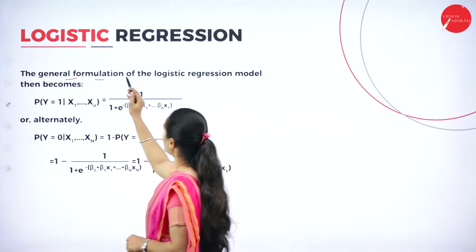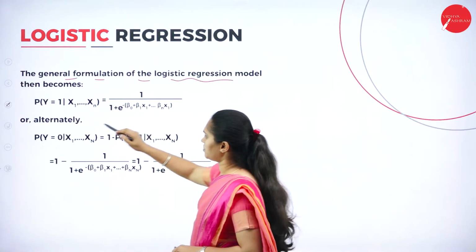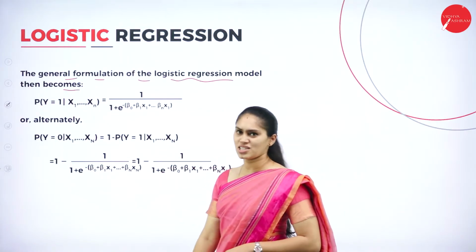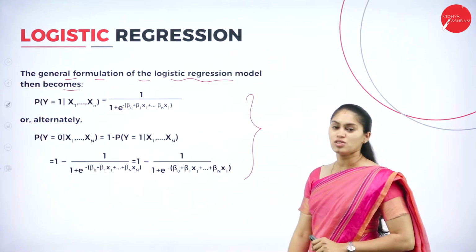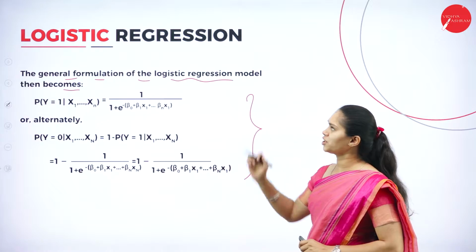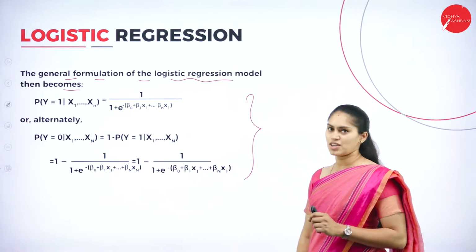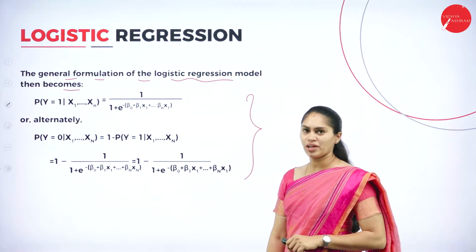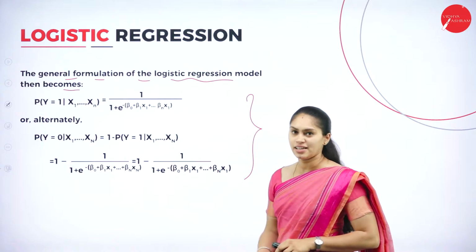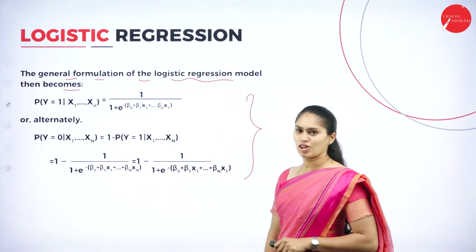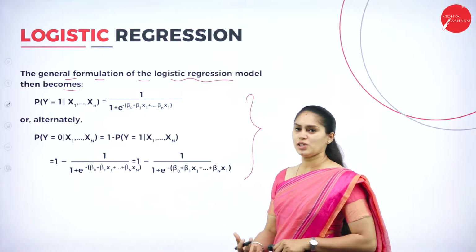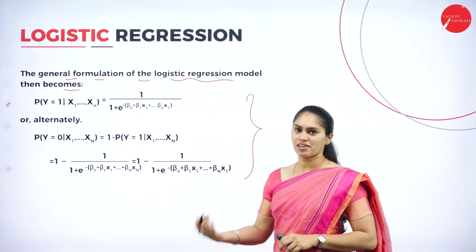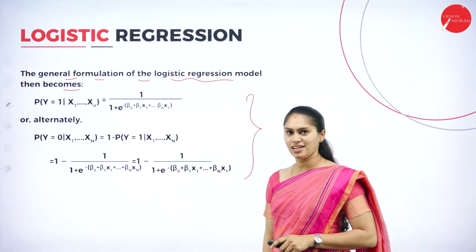The general formulation of the logistic regression model. How are we going to find the logistic regression model? By making use of this formula. So with the help of this formula, we are going to find the logistic regression. This model will help us get the linear regression, which will mainly be used in order to get to know the target variable which is continuous in nature.